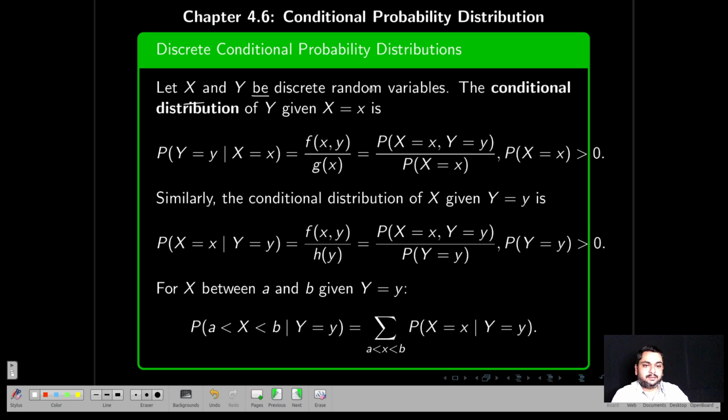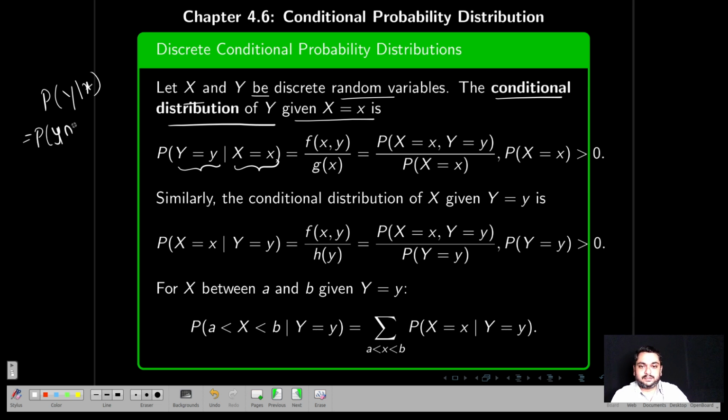Let x and y be discrete random variables. The conditional distribution of y given x equal to x is, given x equal to x, p of y equal to y. Previously, how you wrote the simple probability: p of y given x equals p of y intersection x divided by p of x, right? Same thing here, only thing, extend it to the distribution. So p of y equal to y given x equal to x is equal to f of x comma y divided by g of x.